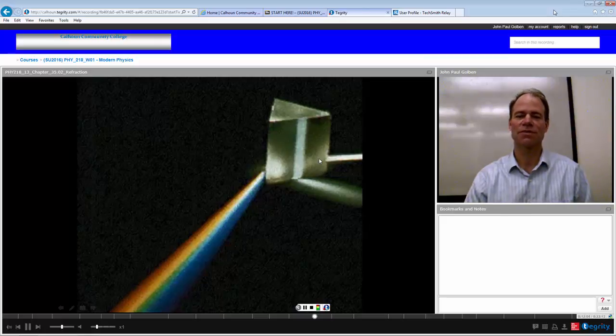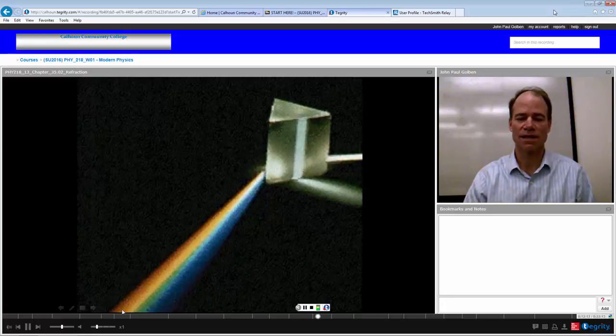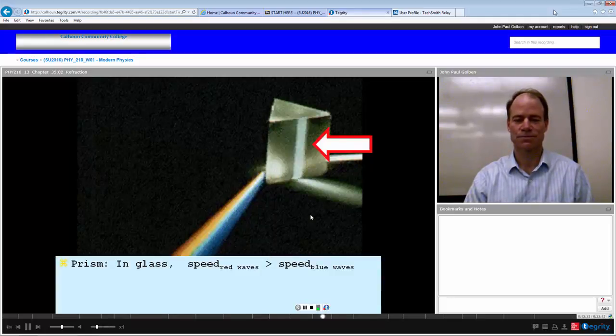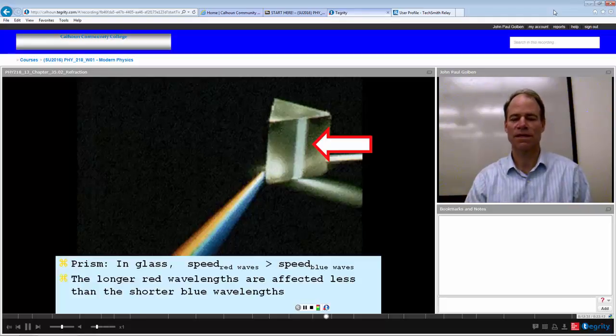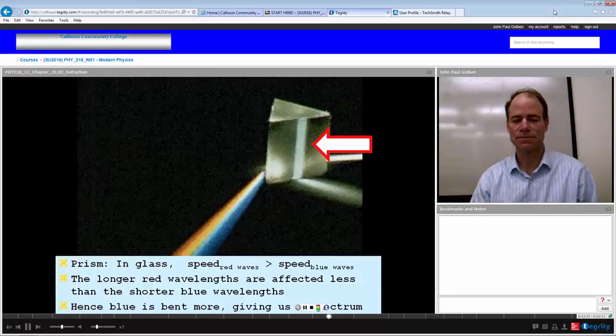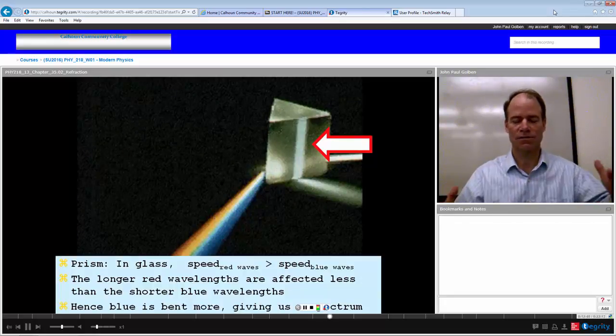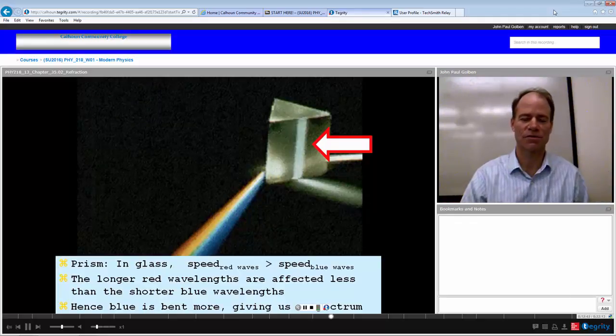So here's a prism, and the violet light will refract more, here looking like blue, hence it's going to bend more, and the red light will refract less and bend less. In essence, the velocity of red light is faster in this medium than the velocity of violet light. So the speed of red waves is faster than the speed of blue waves, giving red waves a longer wavelength and bending less than the blue with the shorter wavelengths. So blue is bent more, giving us the full colors of the spectrum out of the white light.